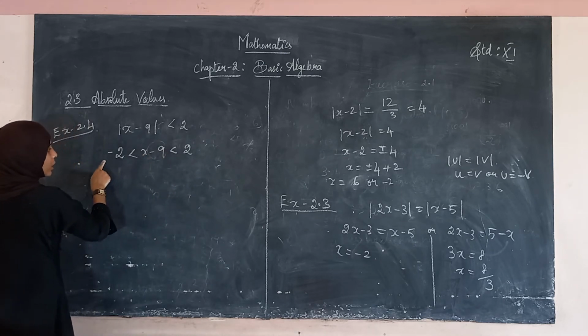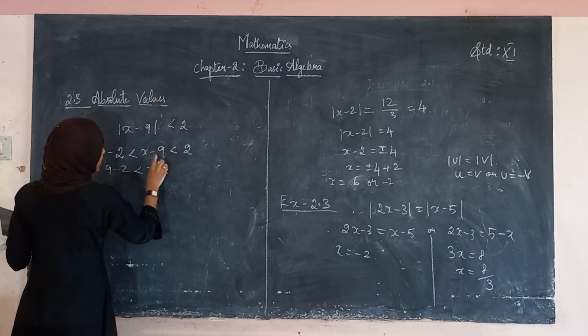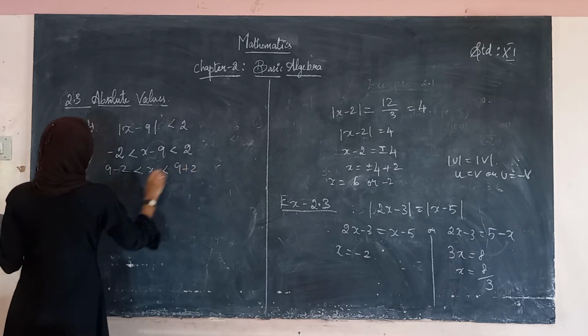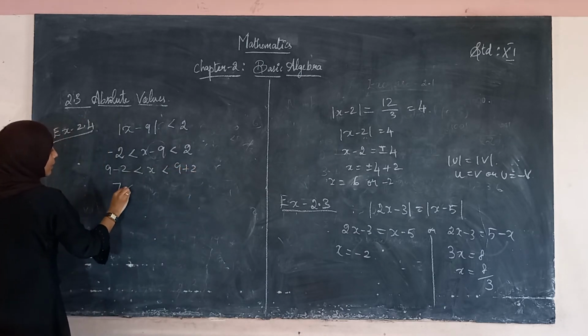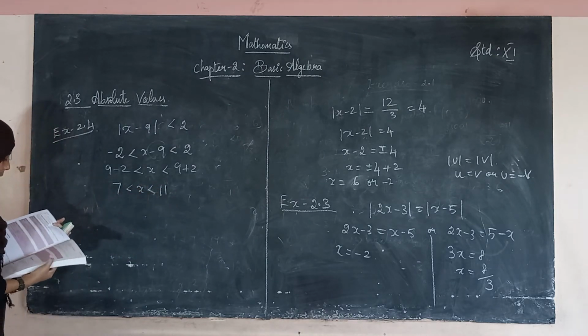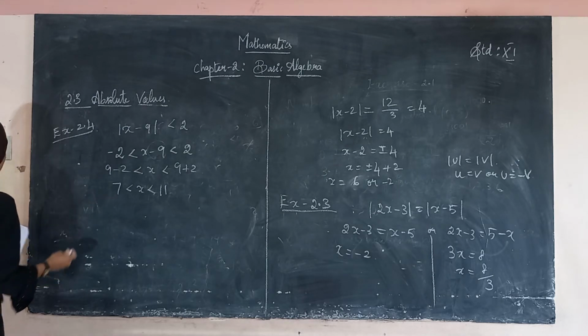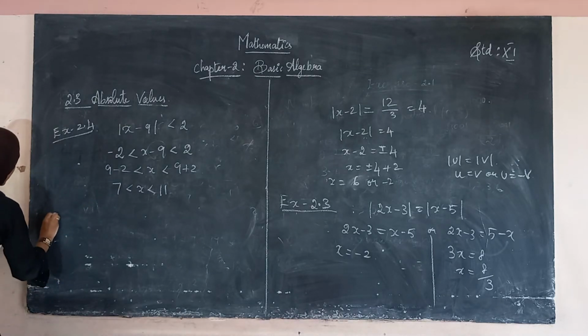Now take this minus 9 to both sides. When it goes here, it becomes plus 9. Therefore, 9 minus 2 less than x alone, less than 9 plus 2. 9 minus 2 is 7, so 7 less than x less than 11. This is the answer. Now, let us see the next example.